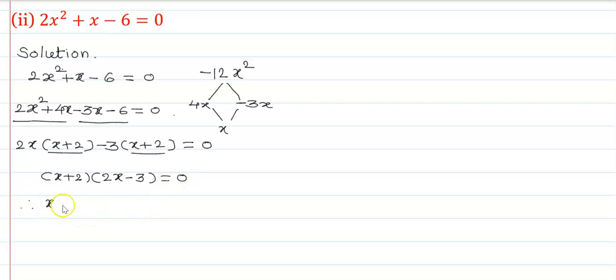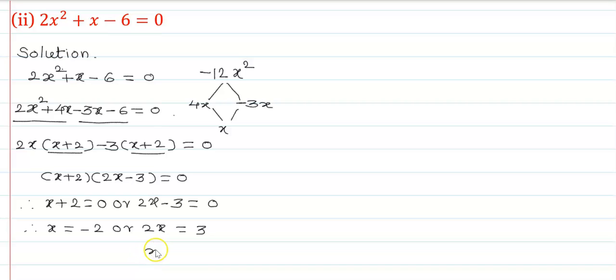Therefore, x plus 2 is equal to 0, or 2x minus 3 is equal to 0, and therefore x is equal to minus 2, or 2x is equal to 3 and x is equal to 3 by 2. This means the roots are minus 2 and 3 by 2, and therefore we write here the answer.